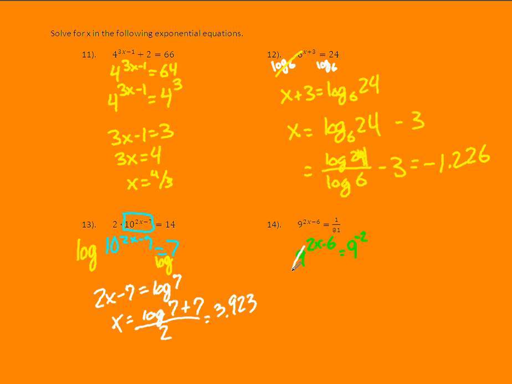And now I have the bases the same, so the exponents are the same. So 2x minus 6 equals negative 2. 2x will equal a positive 4, which means x equals 2 is my final answer for number 14.